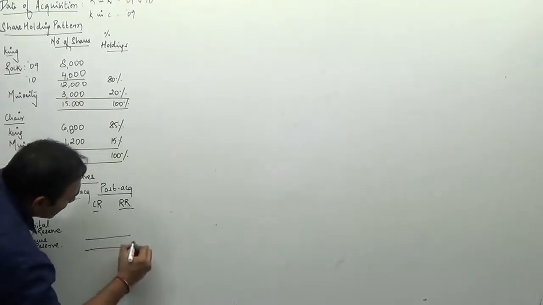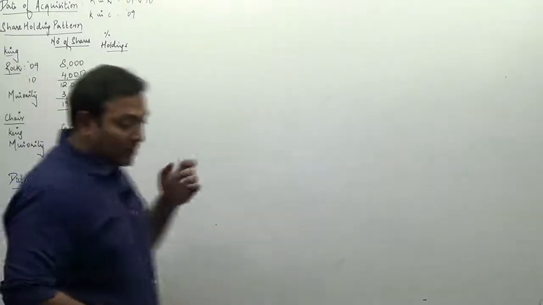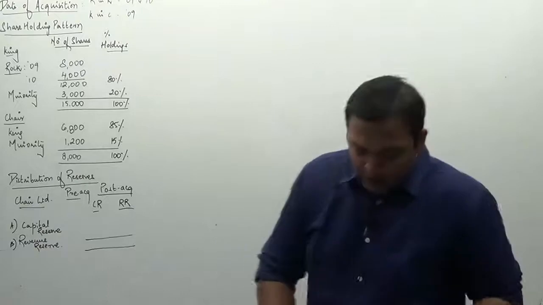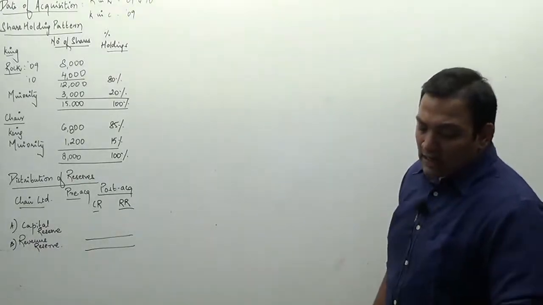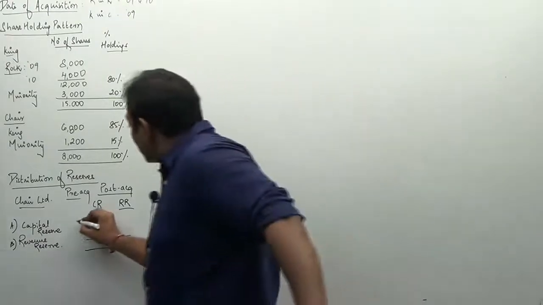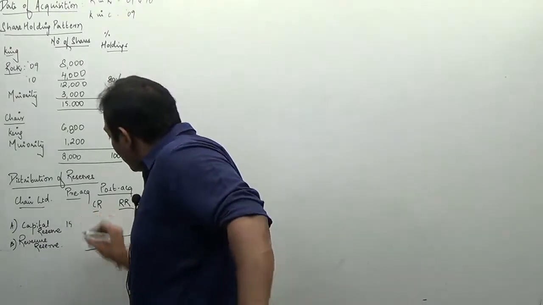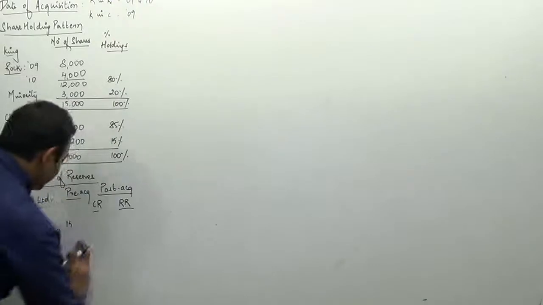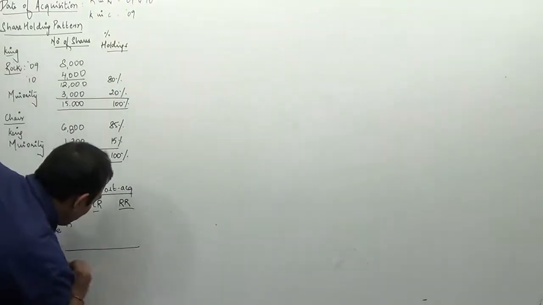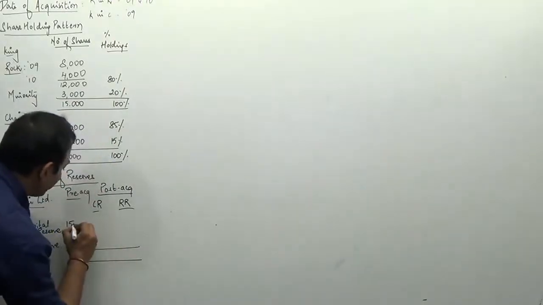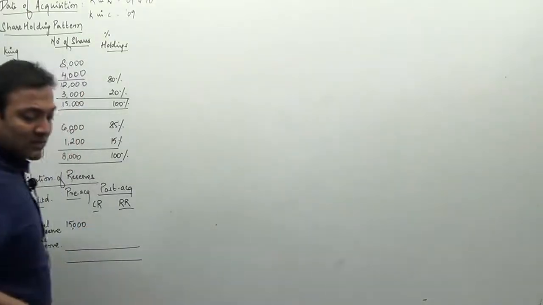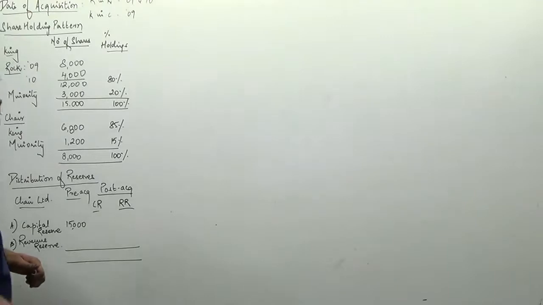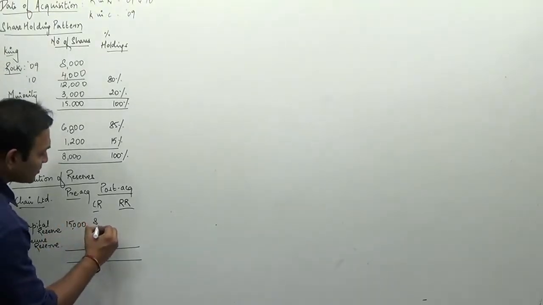And then strike a total and distribute. Capital reserve. When King acquired Chair in 2009, capital reserve was 15,000 pre. What is the capital reserve as far as the balance sheet is concerned? In Chair Limited's balance sheet, the balance is 23,000. So 8,000 is post.